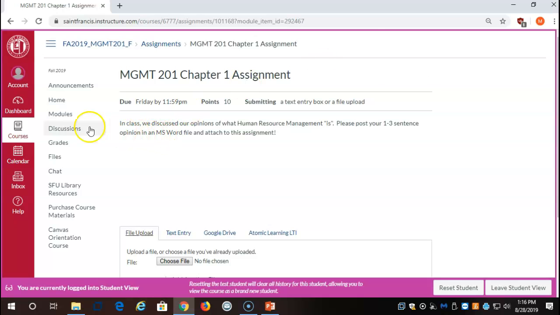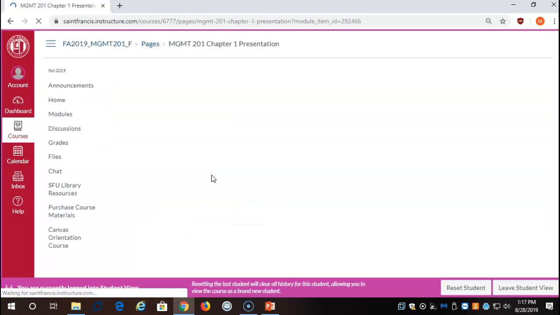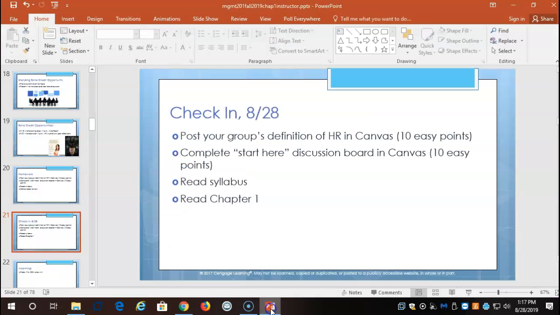And for those of you who are still getting familiar, if you go to Modules, for example, you can also go back and download the slides that we're going to be following along with today. I encourage you to feel free to do that while we get into the material today.